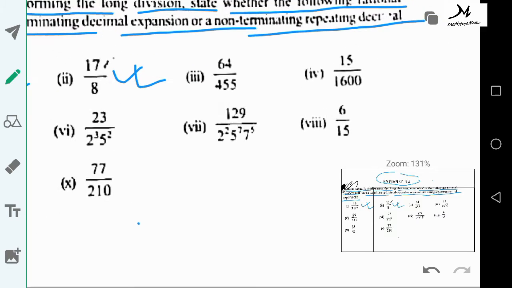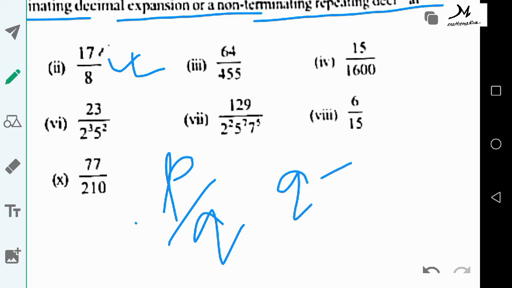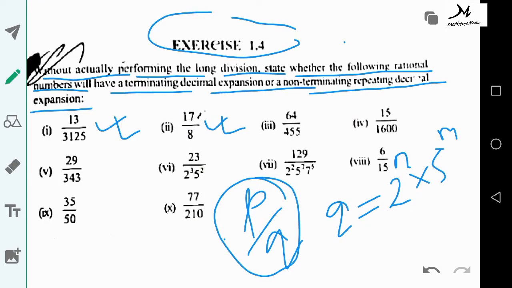So for that purpose we must know one thing. We know that rational numbers can be written in the form of p by q. If q can be written in the form of 2 to the power n into 5 to the power m, then we can say this rational number will have terminating decimal expansion, otherwise it will have non-terminating repeating decimal expansion. Okay, so let's start the exercise now.